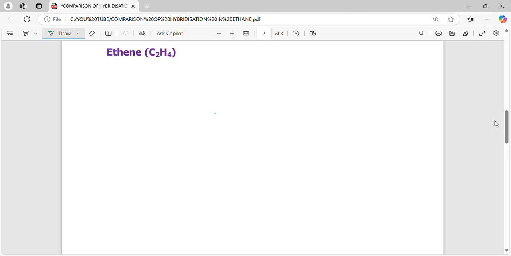Hi friends, today let's discuss the hybridization in ethene. Ethene is an alkene having a carbon-carbon double bond, in which each carbon is attached to two hydrogen atoms. So using hybridization, I'm going to discuss how sigma and pi bonds are formed between carbon and carbon, and how sigma bonds are formed between carbon and hydrogen.